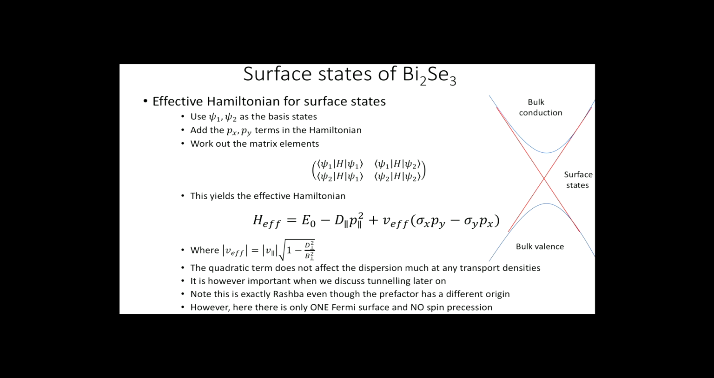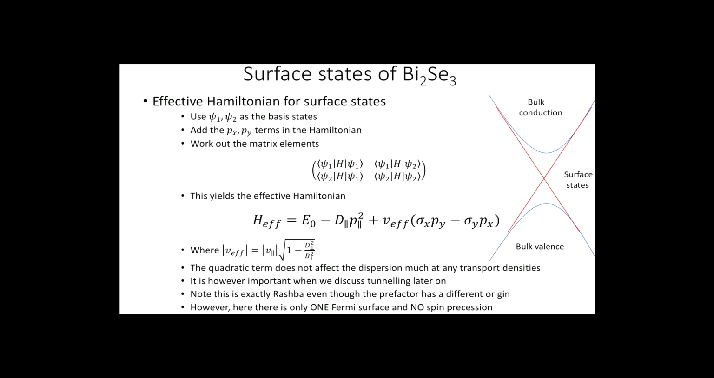Obviously, these are just going to give us something that goes as the identity matrix. So we get an offset, we get something that goes as p squared, that I'll talk about in a minute, so p in plane squared. And then lo and behold, we get a prefactor, sigma x p_y minus sigma y p_x, which, as we anticipated yesterday, is nothing but the Rashba Hamiltonian.